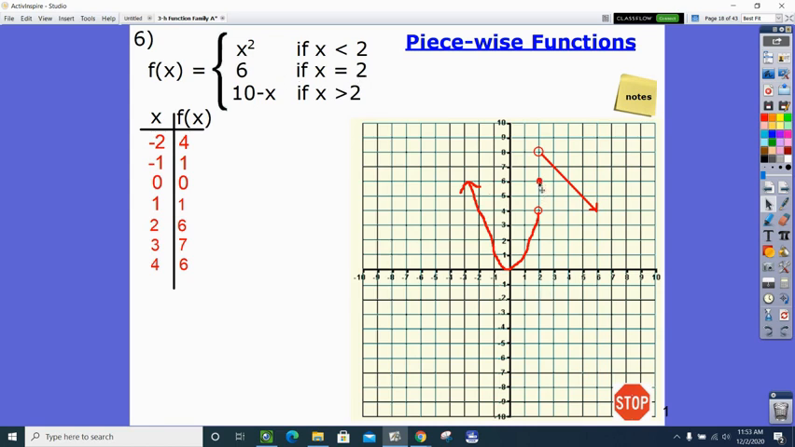There's the point. And then the final piece is going to be a line for all numbers bigger than 2, right? So 3 would be 7, 4 would be 6. But where does the line start? So I'm going to illegally put 2 in. 10 minus 2 would give me 8. So 2, 8 is where it would start. So that's why there's an open circle, and there comes my line with the points that I put here. Now, is this continuous or discontinuous? Pretty easy to look at it and see that you have to pick up your pencil to draw it. It's a discontinuous function.